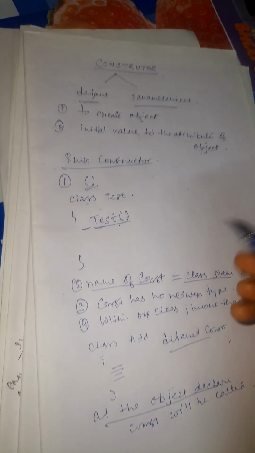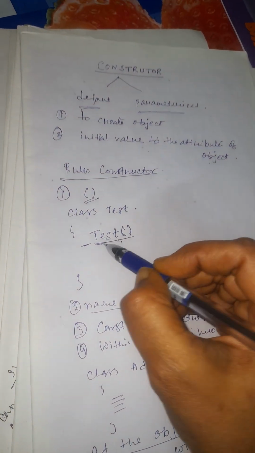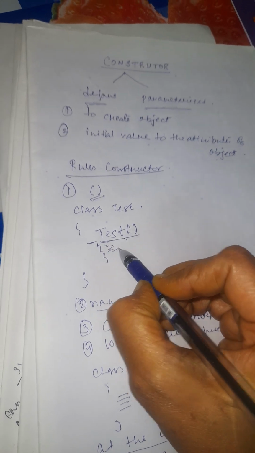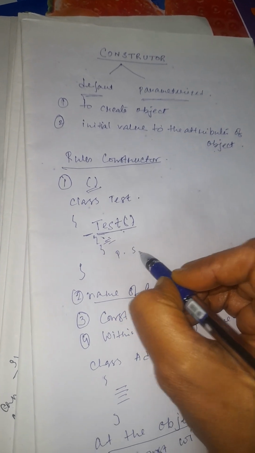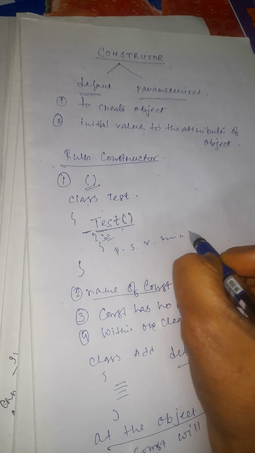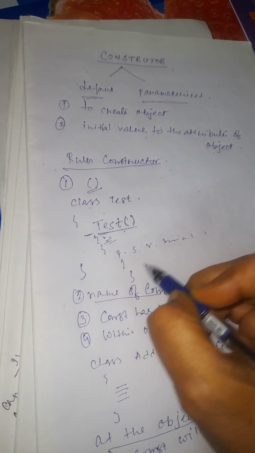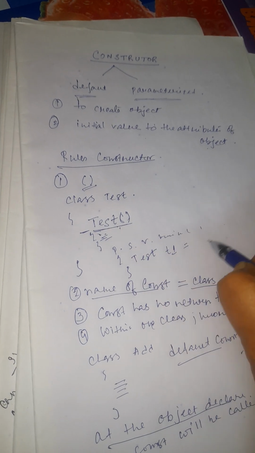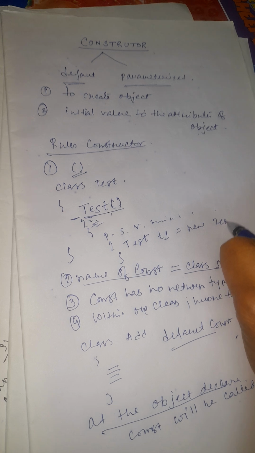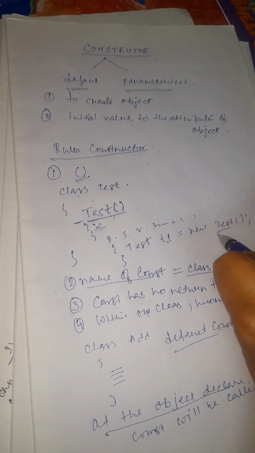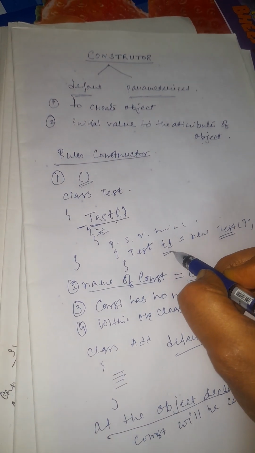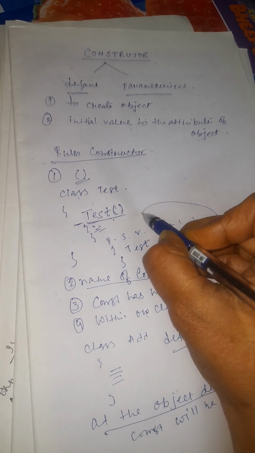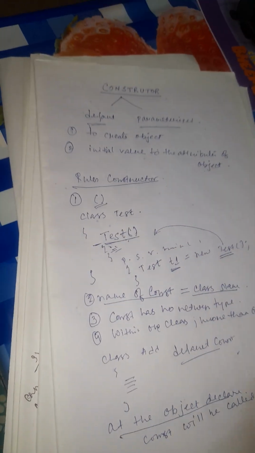So how it is? Now you see, maybe this one is your class. You declare one constructor. Okay. Now maybe public static void main. Clear? So here when you create your object, maybe test t1 equal to new test. See, this one is the constructor. So when you create your object, this constructor will be called. Clear? So constructor will be called at the time of the object creation. So how it is called?